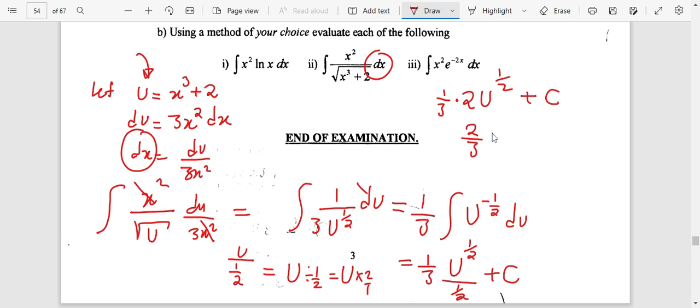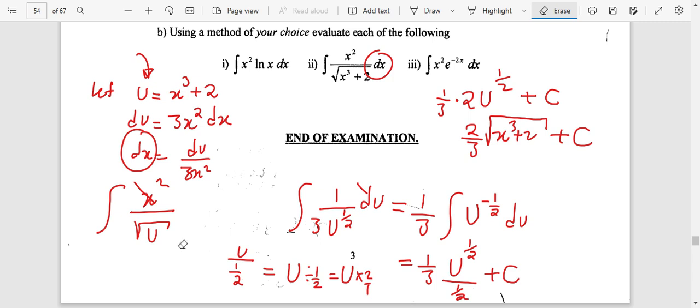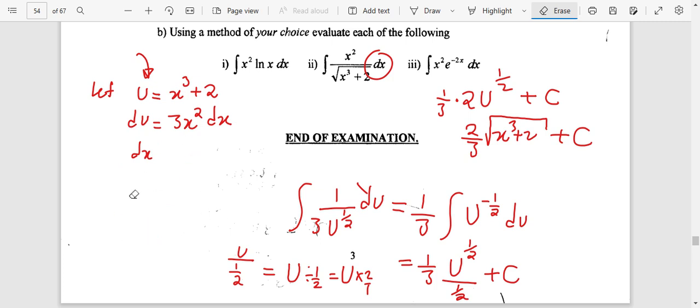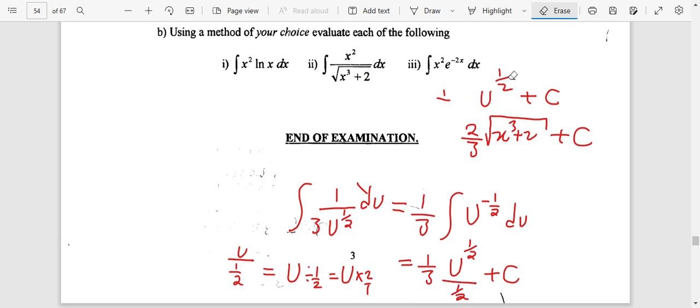Then where there is u, we can now put x cubed plus 2. Remember it was to the power half, and power half means square root, and then plus a constant c. So that is how you're able to integrate. Is it okay? Yes, of course.